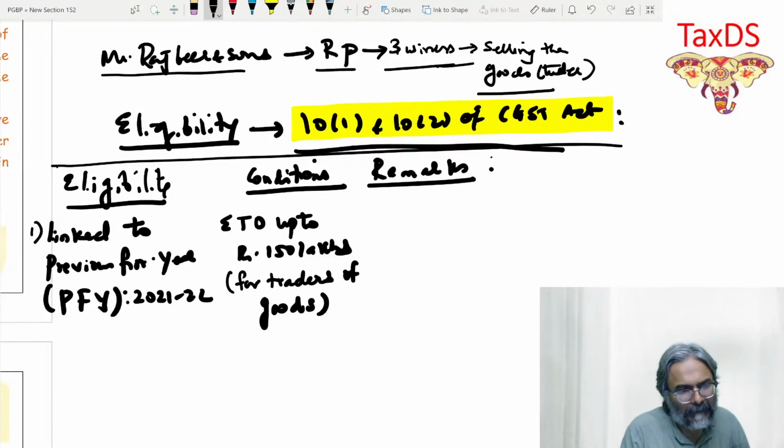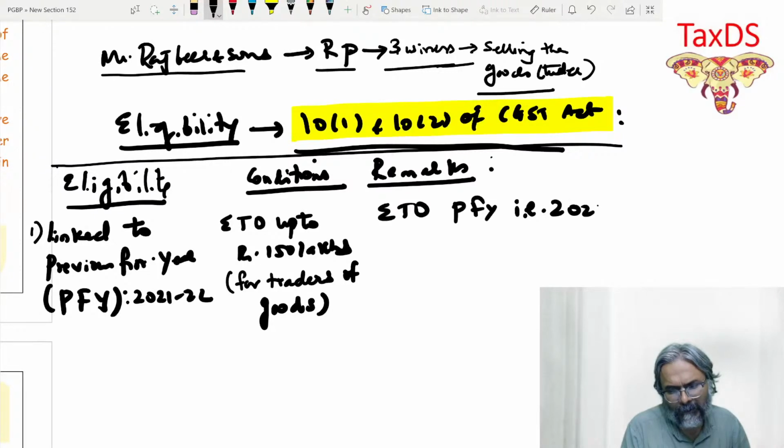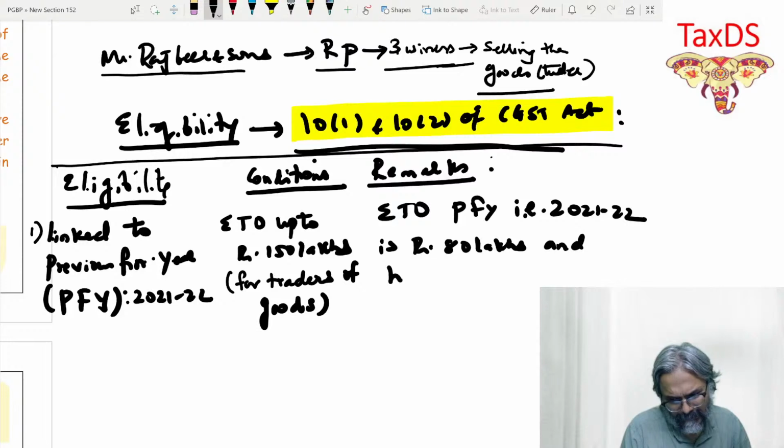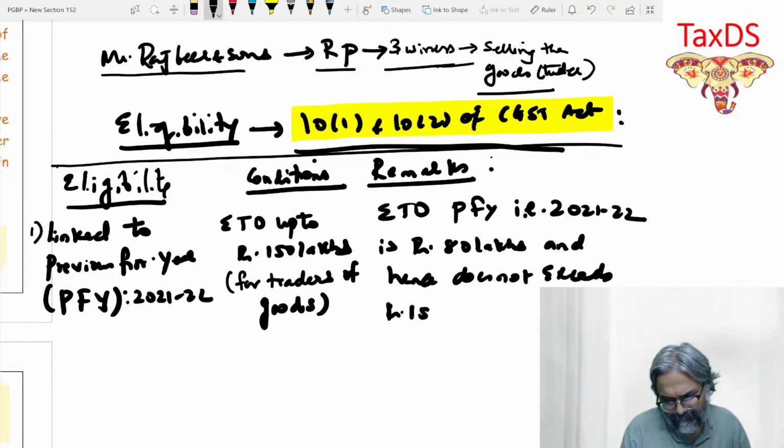Now what you have to write in the remark? In this case, just the actual facts. What you have to write in the remark is only the actual facts. And what is that actual fact, students? The aggregate turnover of the PFY, which is 21-22, is rupees 80 lakhs, and hence does not exceed rupees 150 lakhs. Full stop.